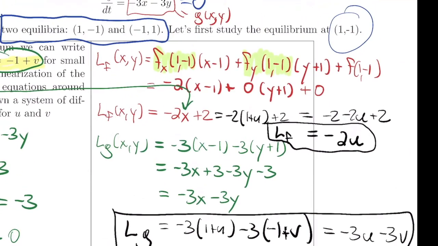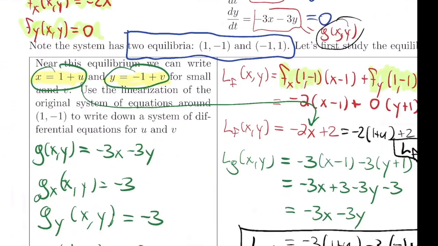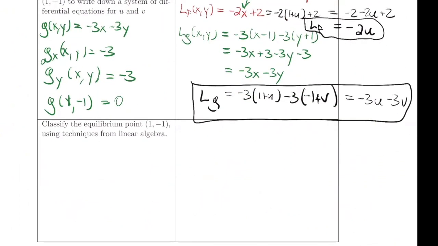Okay, so what this allows us to do is just rewrite each of these equations in terms of, how can we express these in terms of functions of X and Y? We're going to express these in terms of functions of how far are we moving from 1 minus 1. So we have x, y are 1 plus u and minus 1 plus v.